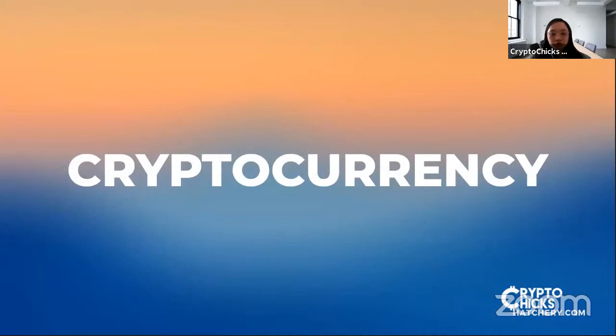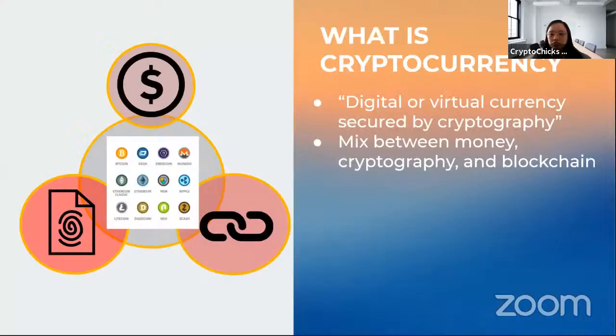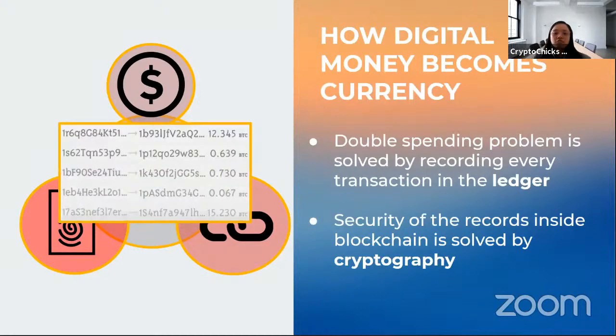Moving on to cryptocurrency. So what is cryptocurrency? It's a digital or virtual currency secured by cryptography. So it's a mix between money, cryptography, and blockchain. So how exactly do these three aspects play a role in cryptocurrency? To answer that, you need to answer how digital money becomes currency. The money aspect is pretty straightforward. The goal of digital or virtual money is so that it can be used in place of the everyday money that we use now, or at least used alongside that.